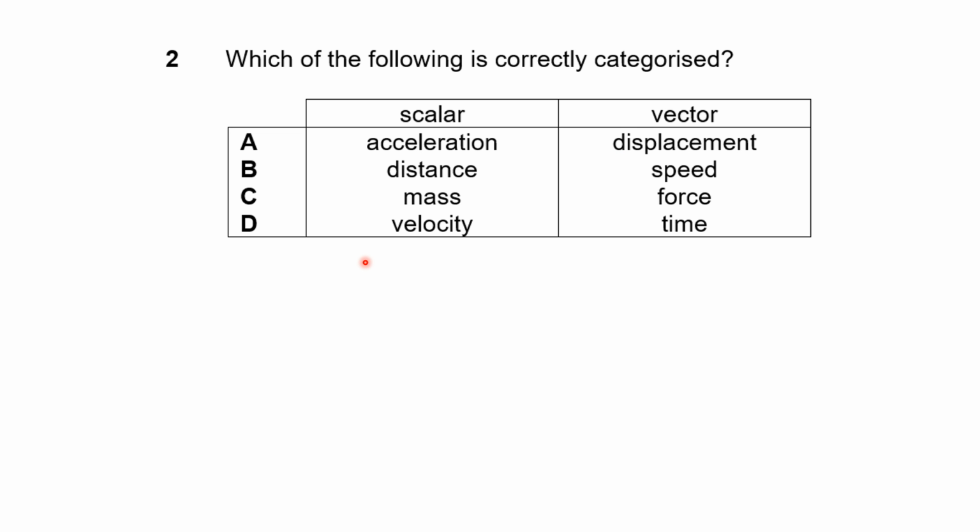So for question 2, which of the following is correctly categorized? We've got scalars and vectors. So what you need to remember are the definitions of scalars and vectors. Scalars are quantities with a value or magnitude with no direction, whereas vectors, they do have a direction. So from these pairs, you can see based on your understanding, the answer should be C because mass has no direction while force has a direction. For the other three options, at least one of them is mischaracterized. So you can pause the video here and then slowly figure it out, or if you're done with that, you can move on to our next question.